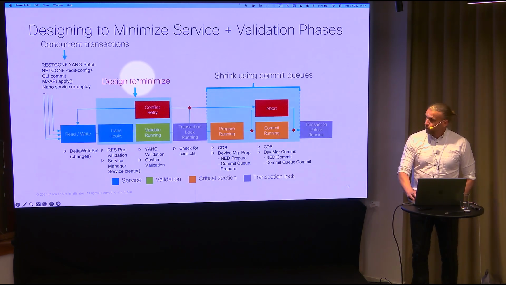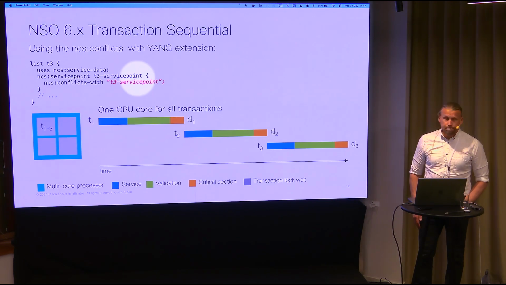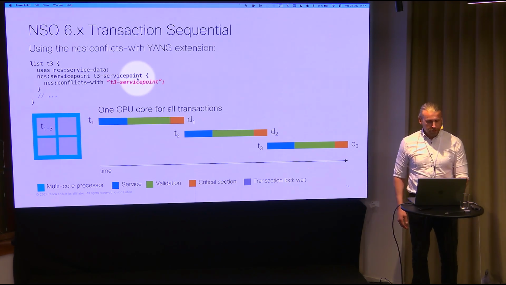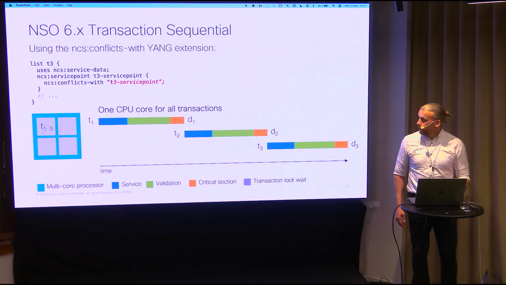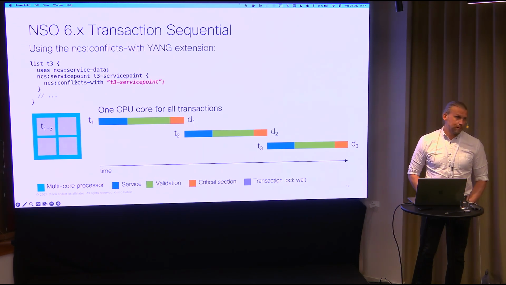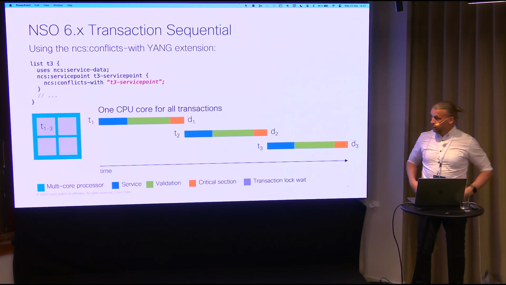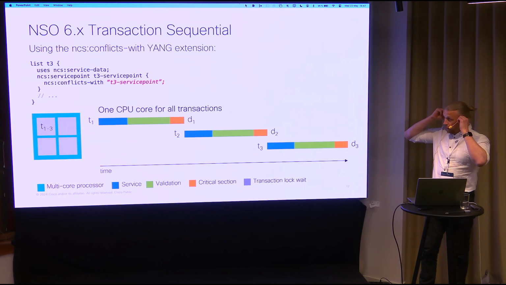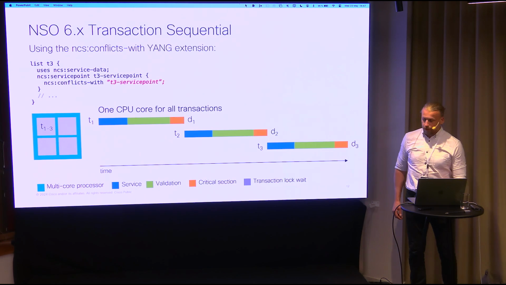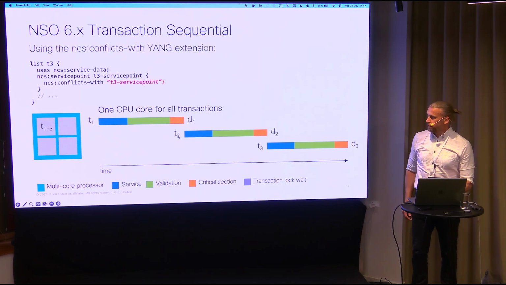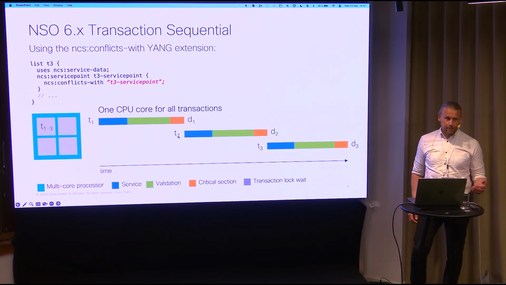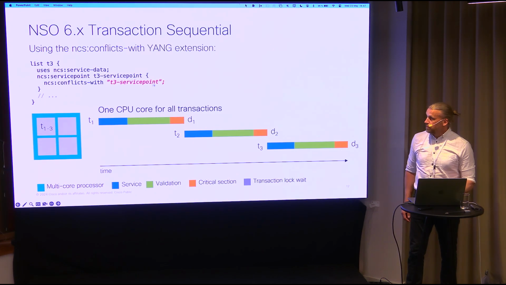Right, if you want the same behavior with NSO 6 as with NSO 5, all you really have to do is use this NCS conflicts-with where you define your service, and you're basically back to NSO 5. Then you have a conflicts-with on the service write lock, which serves the purpose of having each transaction wait for each other after the read-write phase, just as with NSO 5. So you can use this conflicts-with on itself.